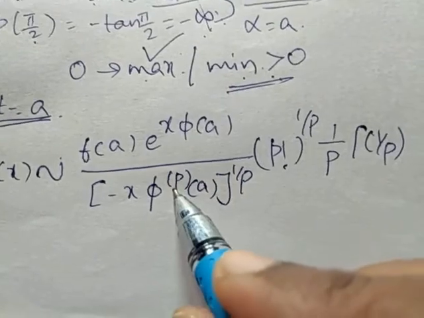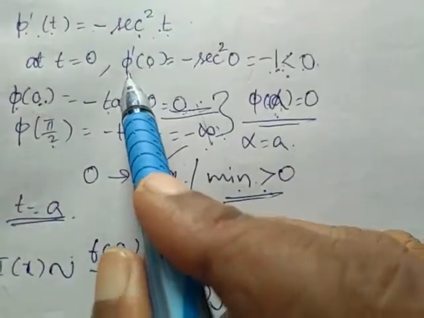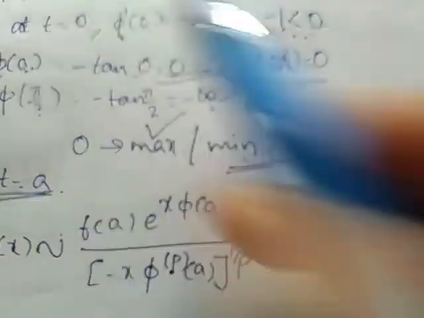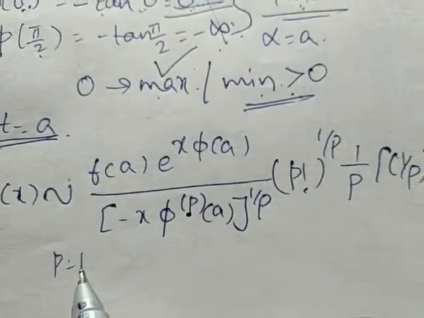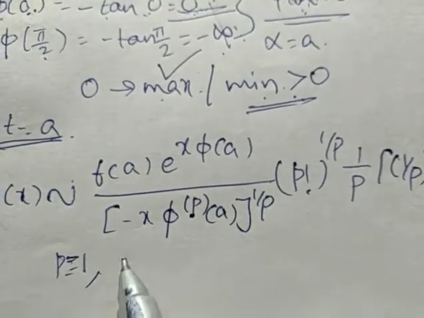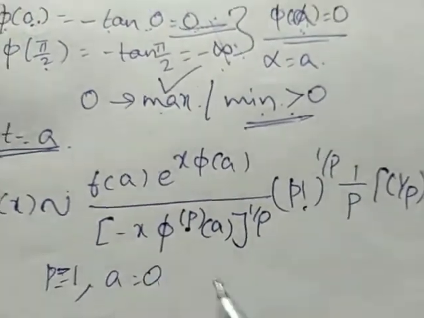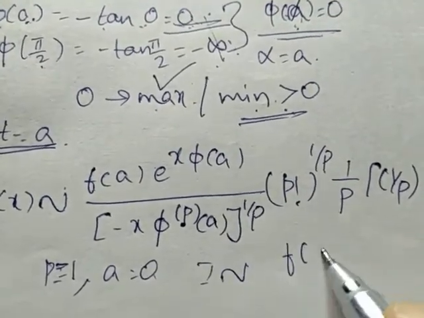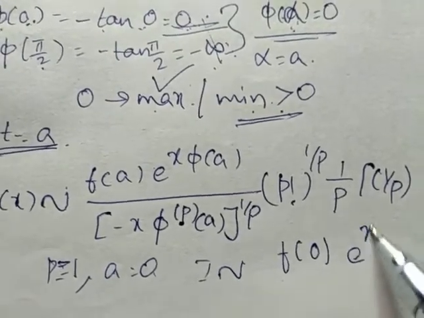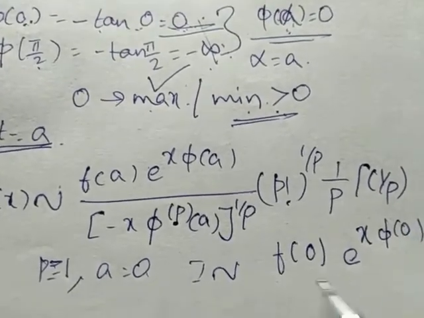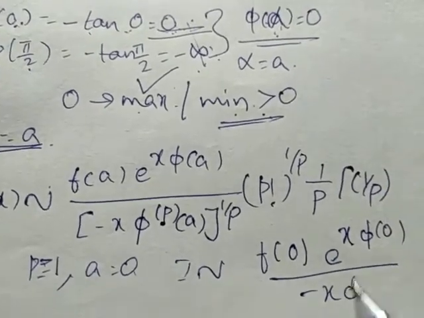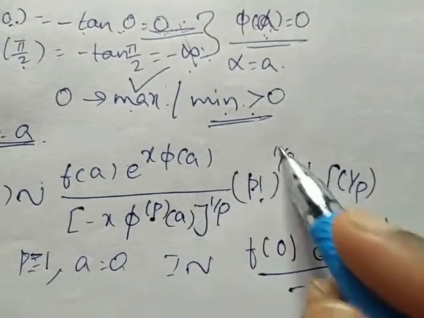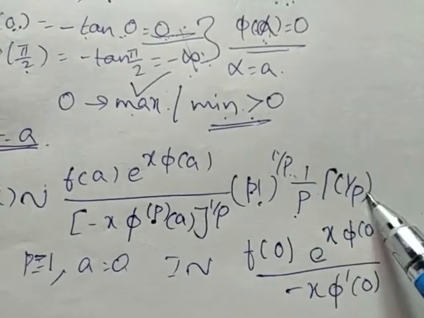So what is the value of p here? Here we have phi dash of 0 less than 0. It means p is 1, the first derivative. Therefore, p is equal to 1. What is the value of a? a is 0. So substitute those values here. Therefore, I is asymptotic to f of 0 e power x phi of 0 whole divided by minus x phi dash of 0, into 1 factorial which is 1, 1 by 1, and gamma of 1 is 1 itself.